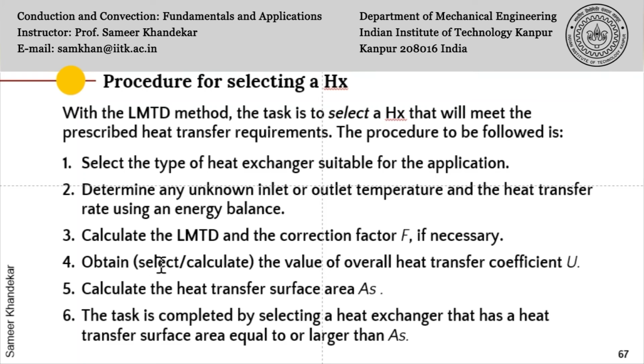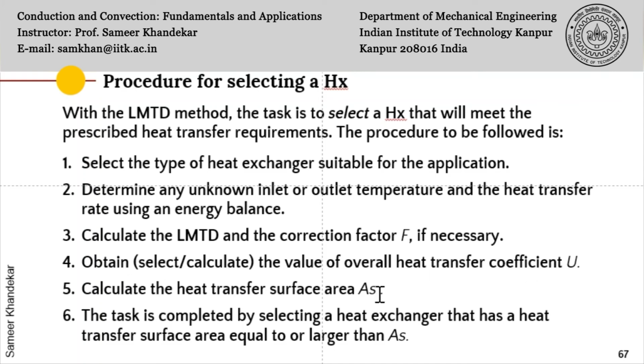Then obtain, select or calculate the value of the overall heat transfer coefficient. You have studied internal flows and external flows. From that knowledge, you will have to get some correlation for the inside heat transfer coefficient and the outside heat transfer coefficient. And depending on what tube material you are choosing to fabricate the heat exchanger, and the thickness, which will come from the pressure rating of the heat exchanger, these simple calculations have to be done so that you get the overall heat transfer coefficient U.